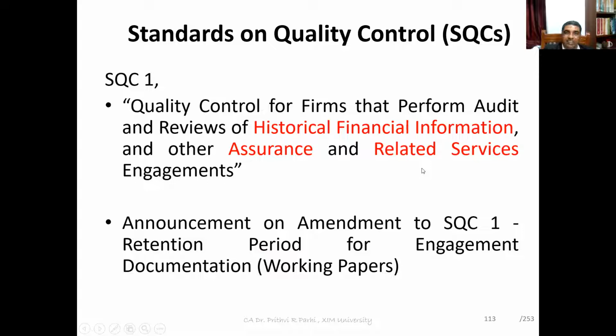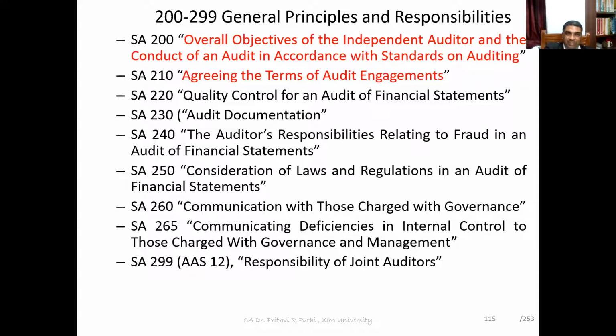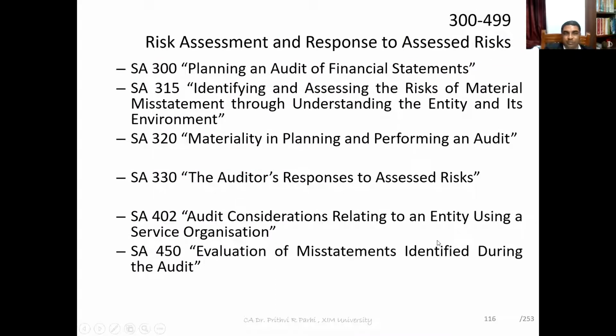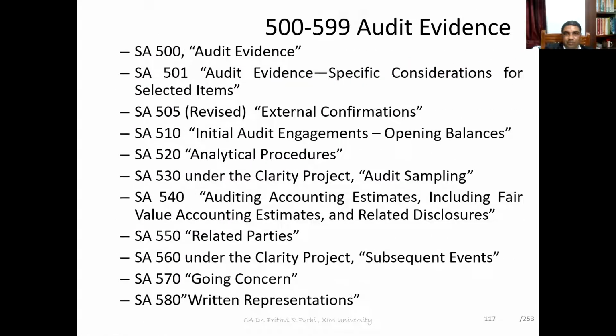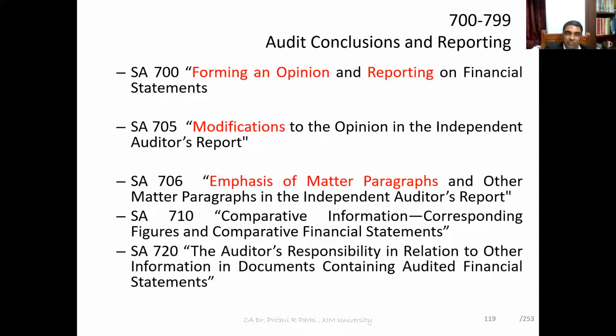Apart from auditing standards, there are also quality control standards which are issued. The list of the standards I had already shown you; you can just have a look at the names of these standards. Audit evidence we will learn in detail subsequently: using the work of others, audit conclusions and reports, how reports will be issued, how a report can be modified, and how a specific paragraph, that is an emphasis of matter paragraph, can be included in the auditor's report. All these things you'll be learning.